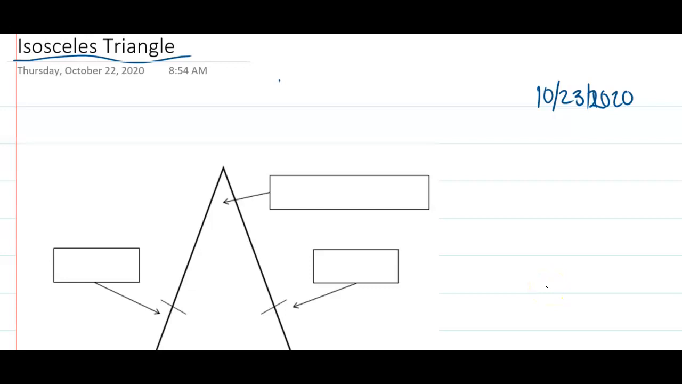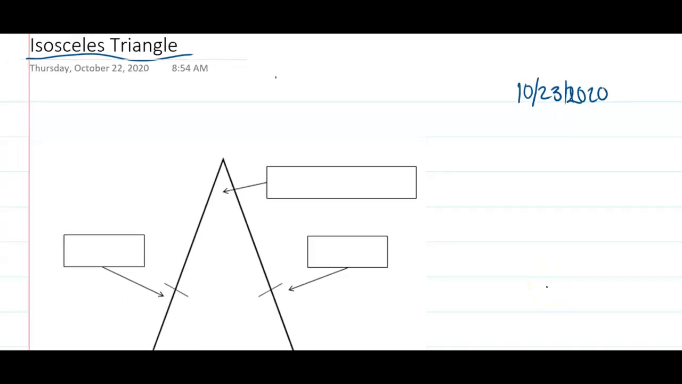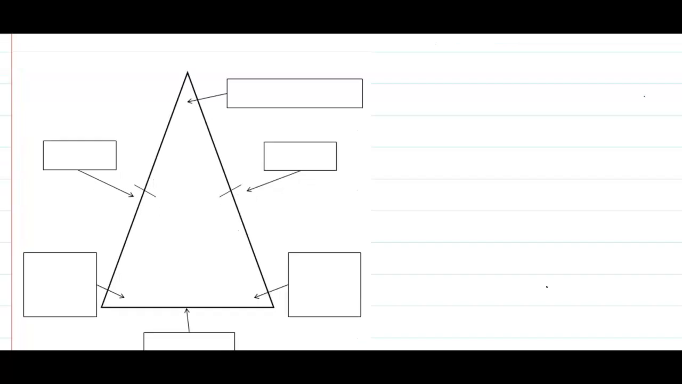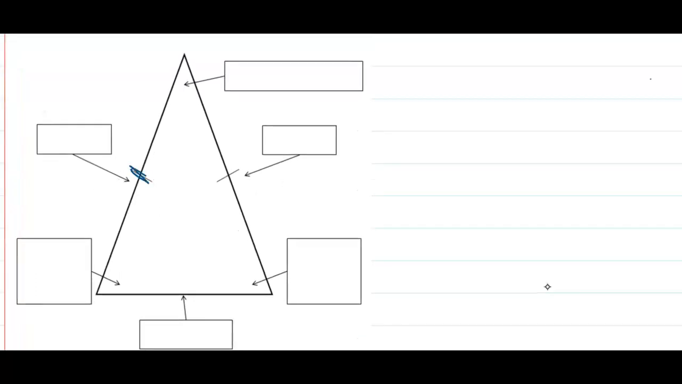Two of the sides are equal. So if we were to look at this triangle right here, these 2 tick marks tell us that those 2 sides are equal. So go ahead and draw this picture without all those boxes, we'll label it in a bit. So this is an example of an isosceles triangle.